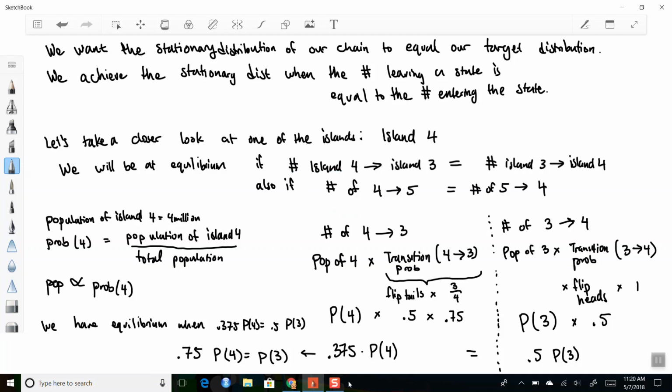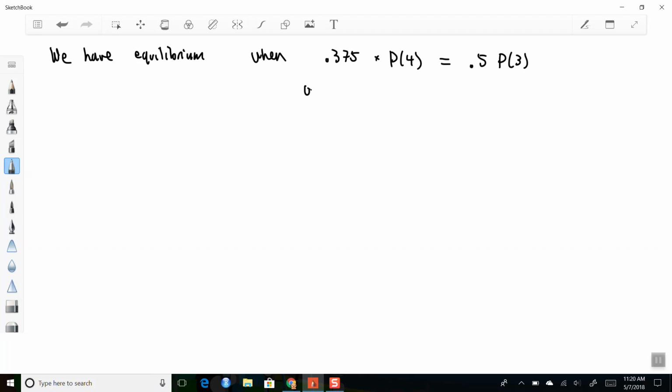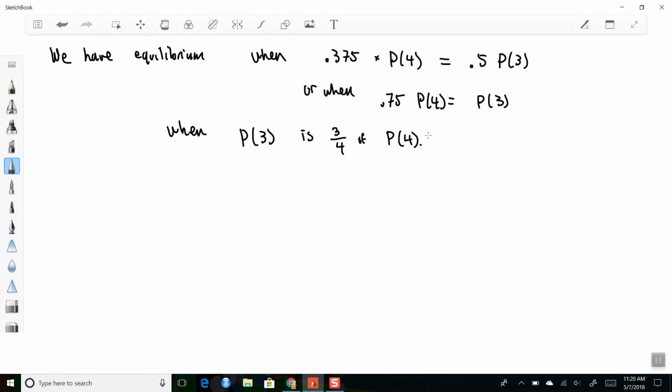I just want to make sure this is okay. All right, so let me just transition. Okay, so we have equilibrium when 0.375 times probability of 4 is equal to 0.5 times the probability of 3, or when 0.75 times probability of 4 is equal to the probability of 3. So when probability of 3 is 3/4 of probability 4, okay?